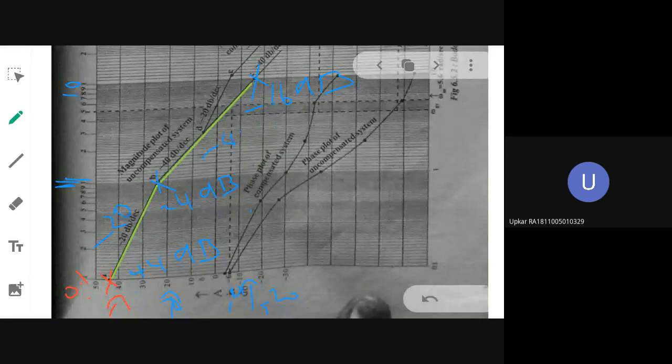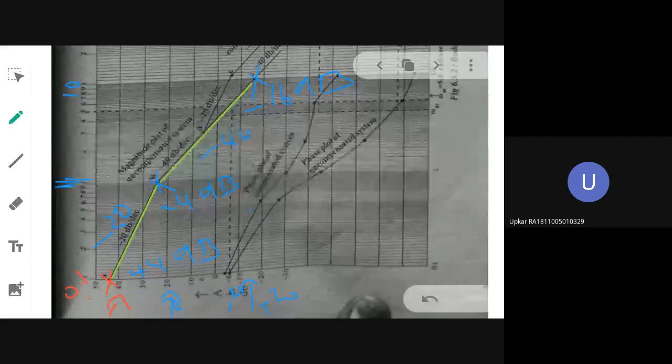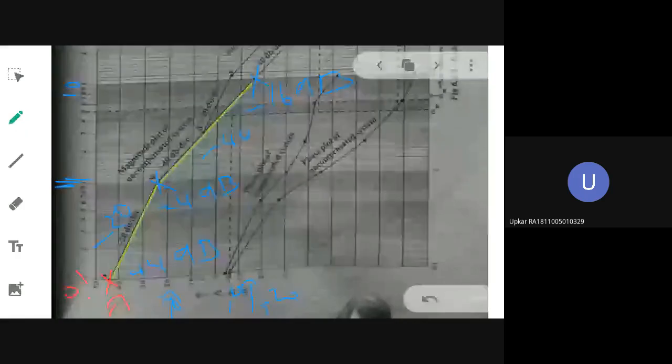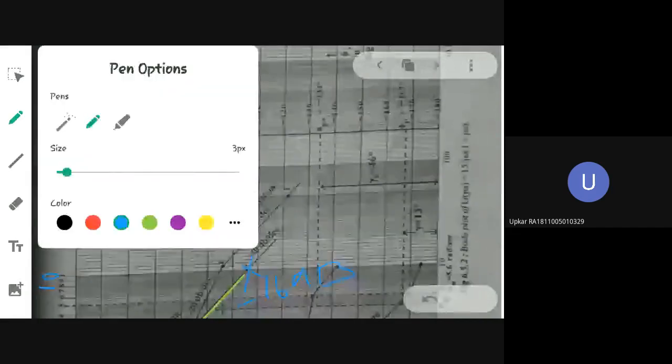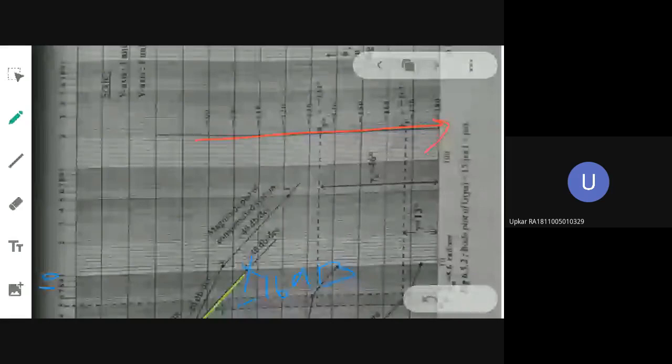Next we will move on to drawing the phase plot. What is the angle range that you are having? It is ranging from minus 96 to what? 180, minus 175. So all are negative, so you take a negative scale, minus 90 to minus 180. They have taken 5 phase here.